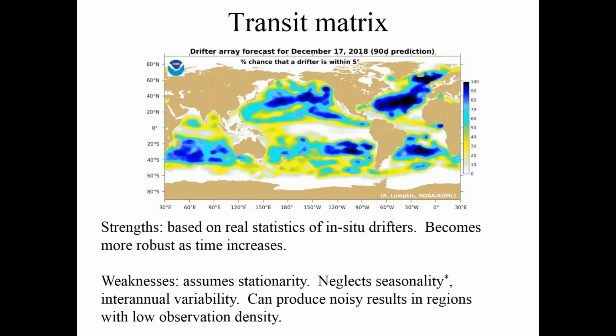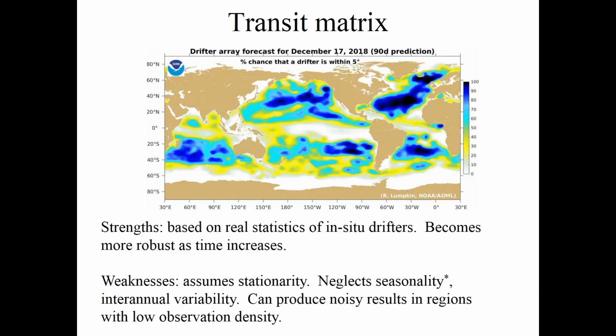This shows you December 17th, the odds from 0 to 100% that there'll be a drifter within 5 degrees of every point. And all I'm doing is taking the current locations of all the drifters and propagating that probability forward 90 days in time. Now, the strength of this approach is that it's based on the real statistics of in situ drifters. And as you move forward in time, it becomes more and more robust generally.